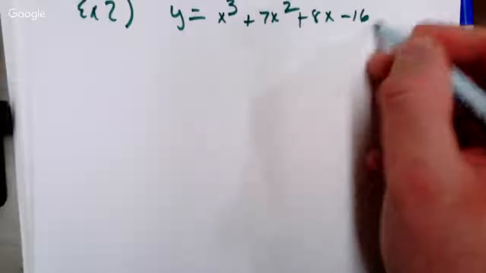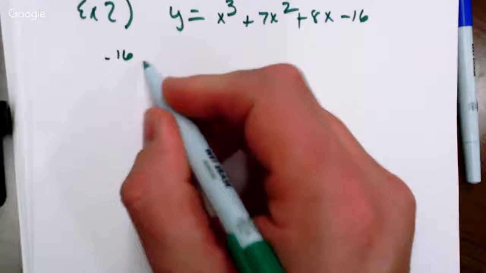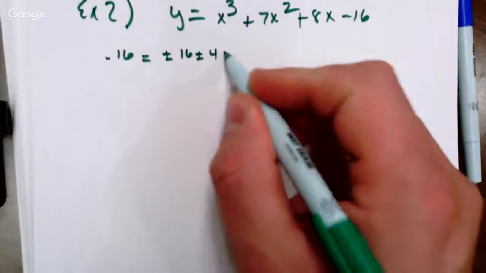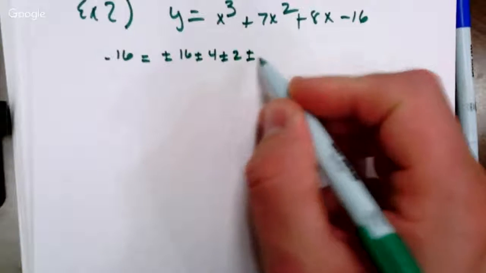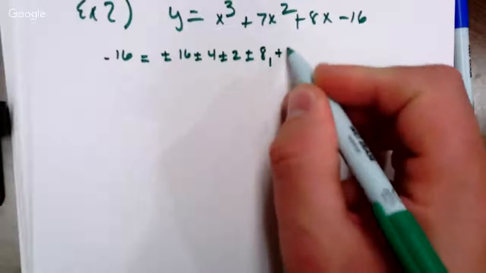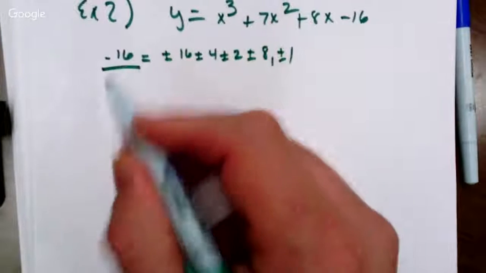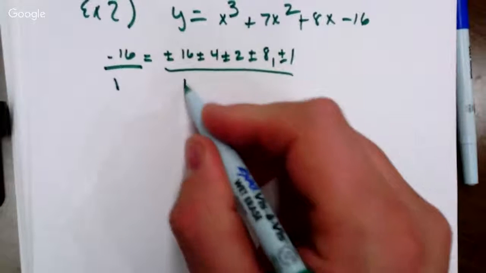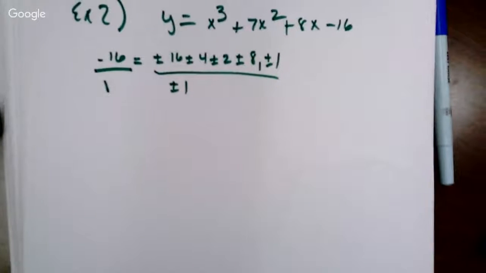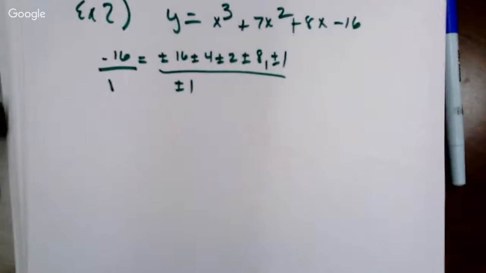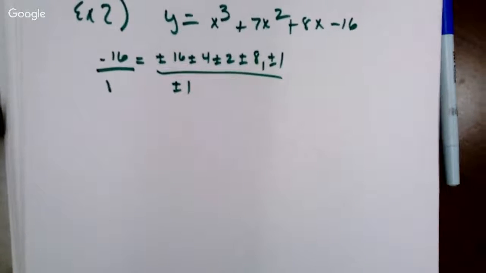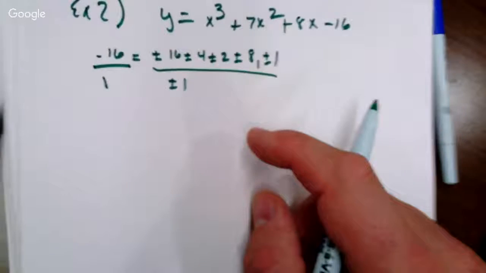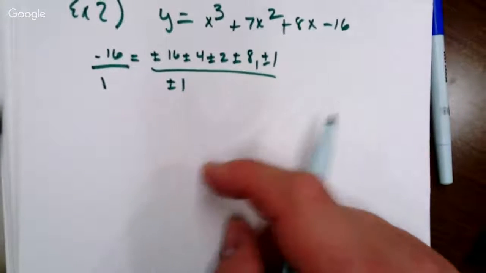We take our constant, the factors of -16: plus or minus 16, plus or minus 4, plus or minus 2, plus or minus 8, and plus or minus 1. We divide those by the factors of our leading coefficient, which in this case is 1, which is nice because it's just plus or minus 1. Again, we've just got a leading coefficient of 1. We'll do one that doesn't have a leading coefficient of 1 later, and then it gets a little nastier.